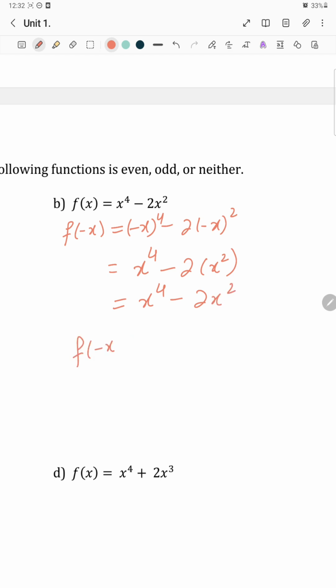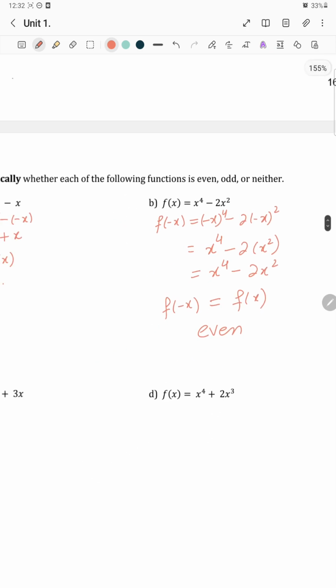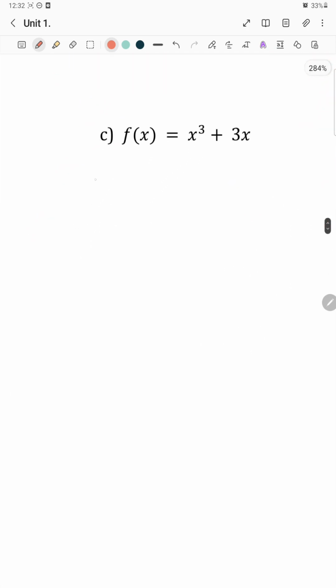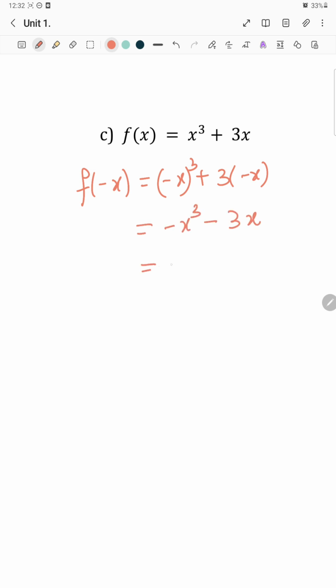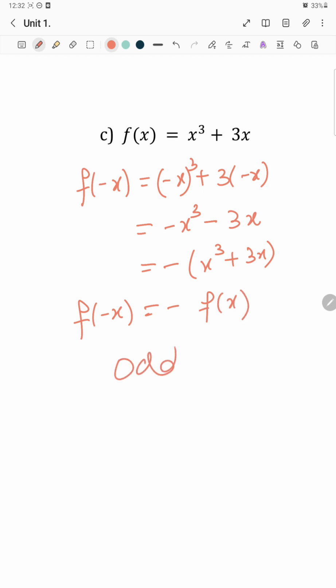So f of negative of x is equal to f of x. If f of negative of x is equal to f of x, it's going to be even. If f of negative of x is equal to minus f of x, then it is called odd.